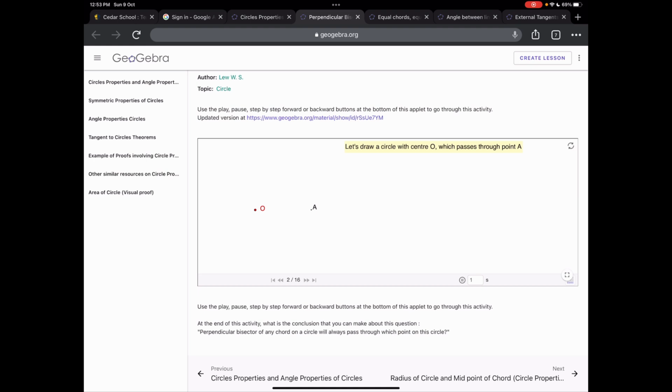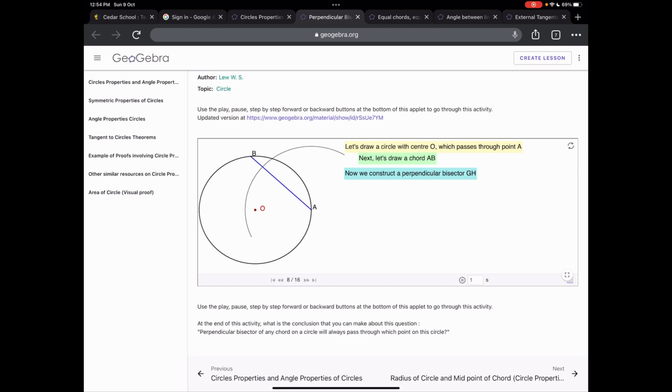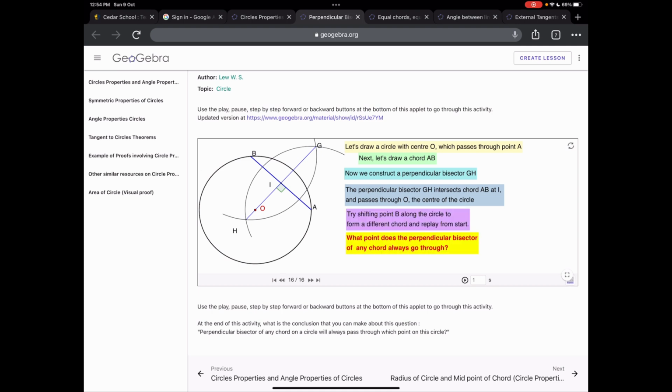So if I draw a circle with center O and A, B are the points on the circumference of the circle, if you draw a perpendicular bisector, these are the construction steps. What you notice is that the perpendicular bisector is a line that is going to pass through the midpoint of AB, and it's also going to be perpendicular, and it is going to pass through the center of the circle.